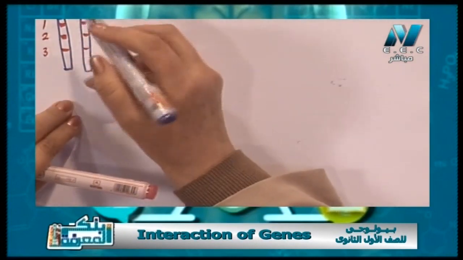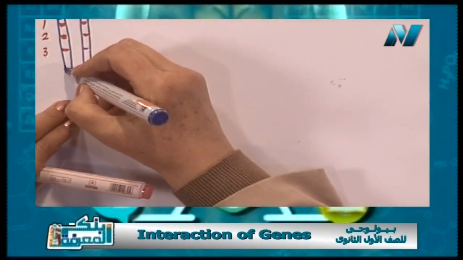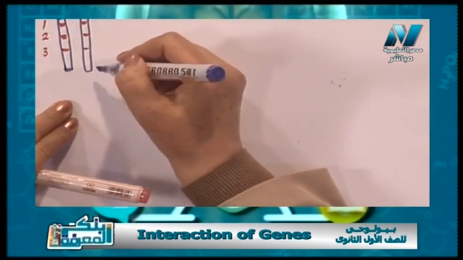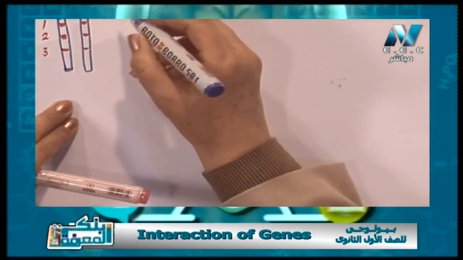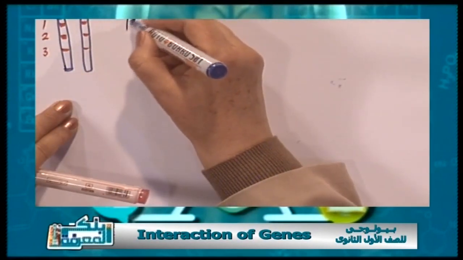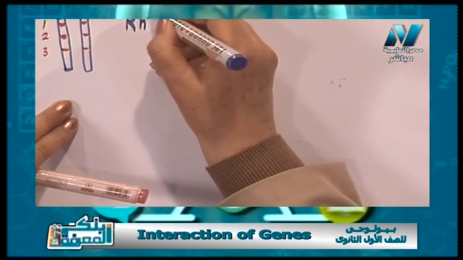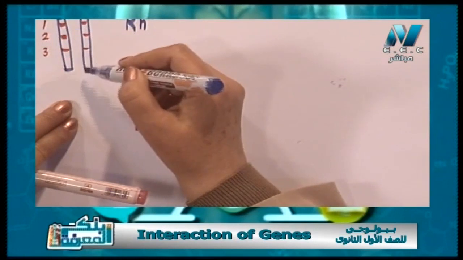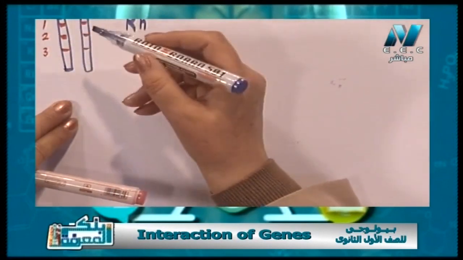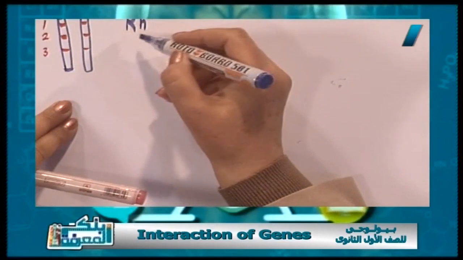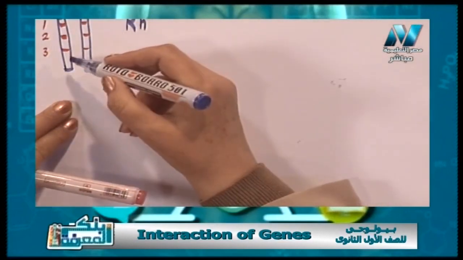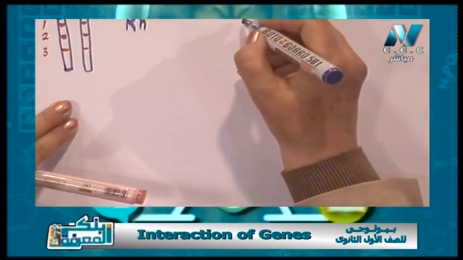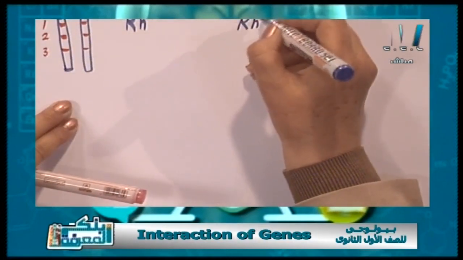And it follows Mendel's laws of dominant and recessive. So if any one of these 6 genes is present in a dominant state, the person is called Rh positive. We have 6 genes, or 3 pairs of genes. Any one of them present in a dominant state makes the person Rh positive. But when the person has no dominant gene, the person must be Rh negative.